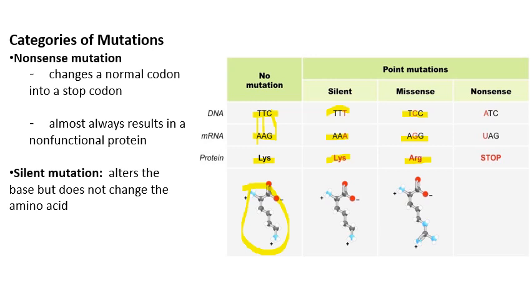Right? If we change TTC to ATC, now our codon is UAG, and that's a stop codon. So that means we're not going to put down an amino acid at all. We're just going to chop the protein short at that point. So that nonsense mutation would be pretty dramatic.